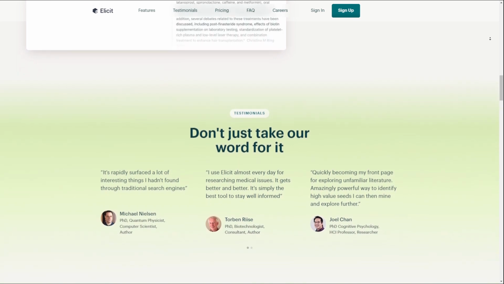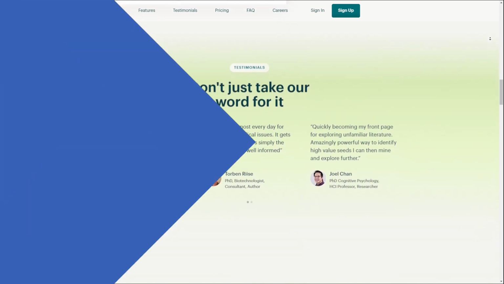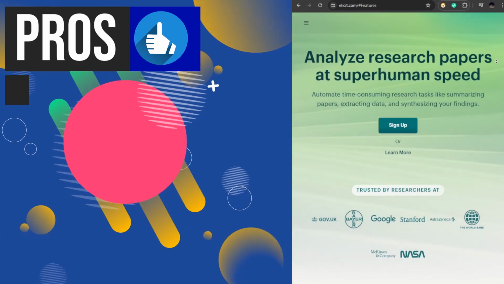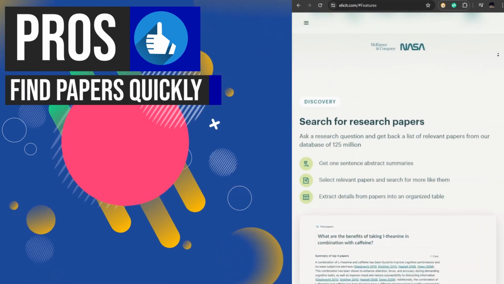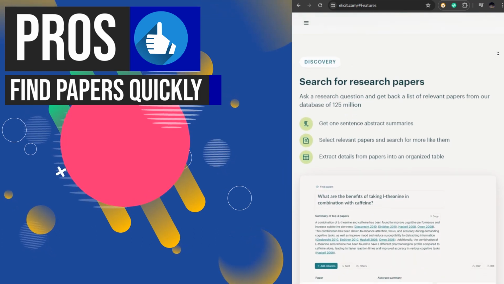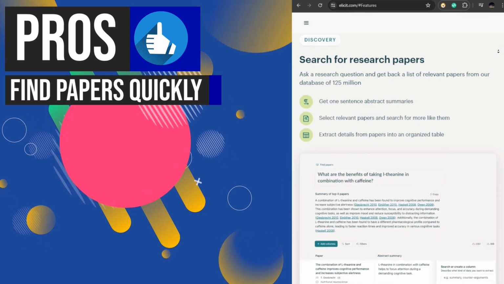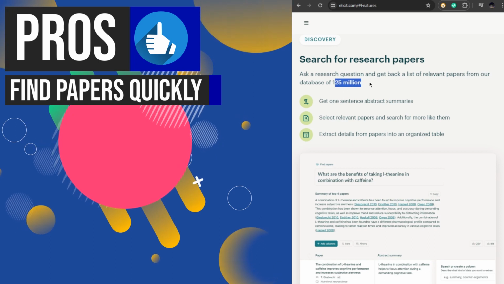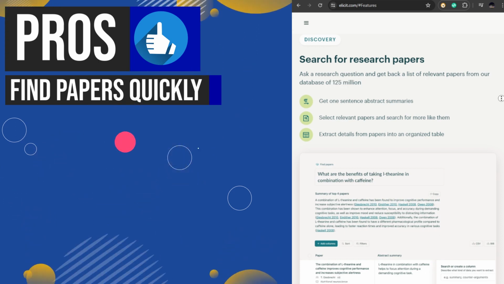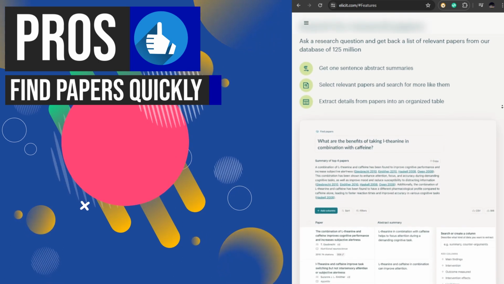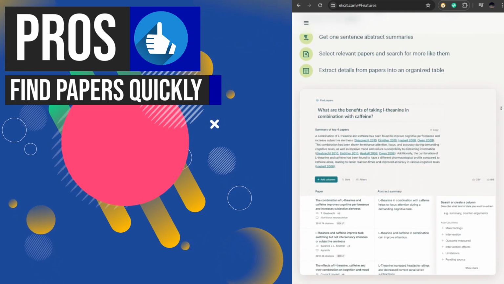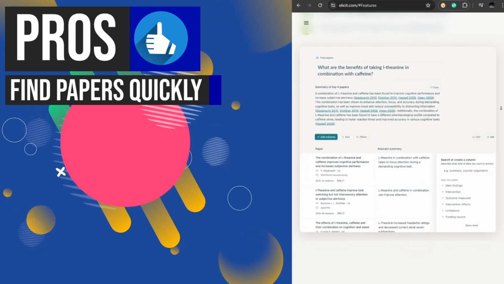Now, let's talk about some of its key features. Elicit enables users to efficiently find papers related to their research questions by searching across a vast database of over 125 million academic papers. This feature streamlines the initial phase of literature review by providing a comprehensive list of relevant papers for further analysis and exploration.